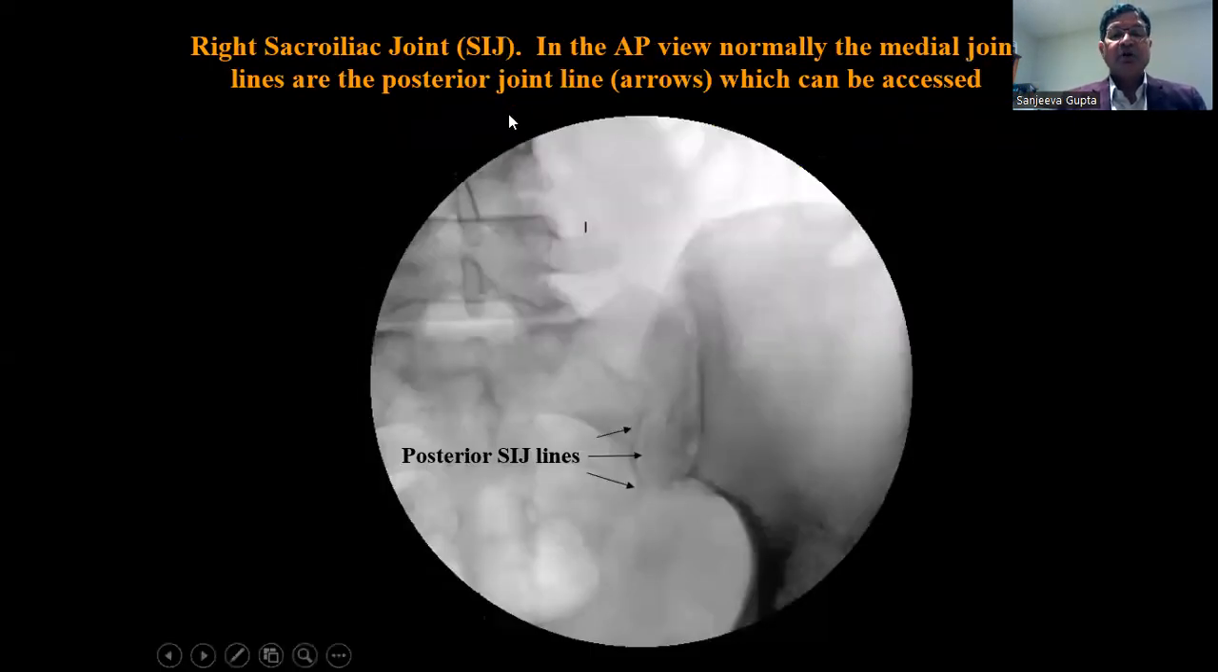Moving on to the sacroiliac joint. Here you can see the right sacroiliac joint. This is an AP view. Normally, the medial joint lines are the posterior joint lines, which you can access. You can't access the anterior joint lines because that's in the pelvis. So the medial joint lines will be the posterior joint lines.